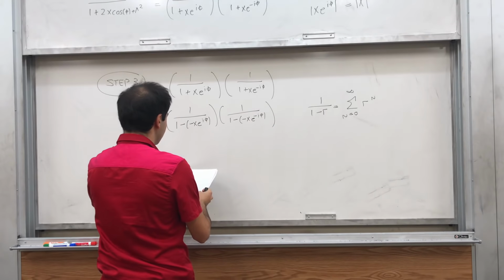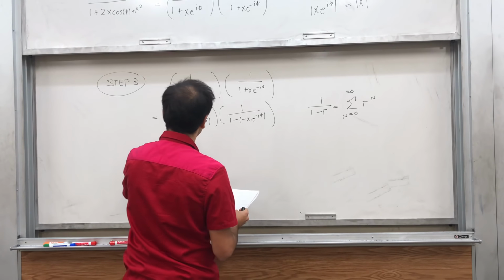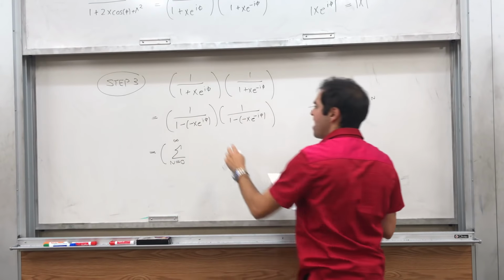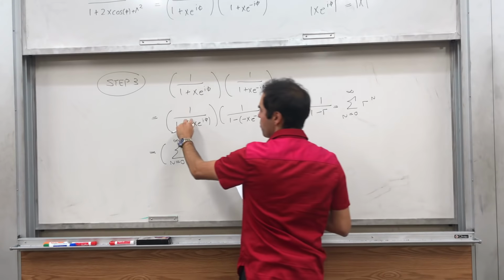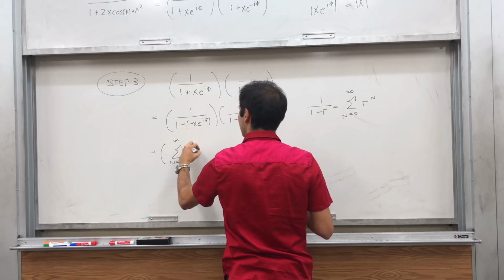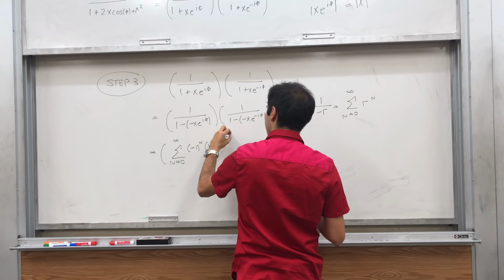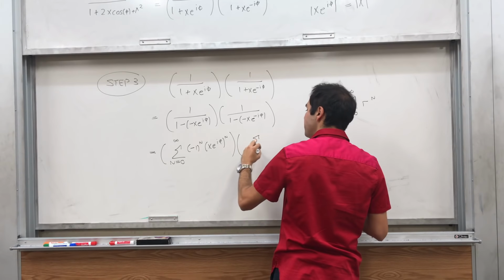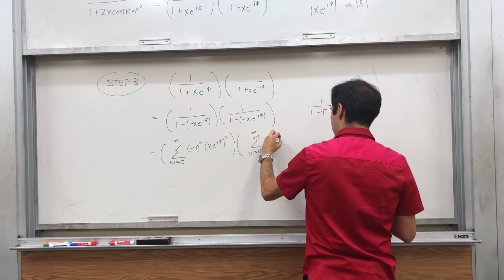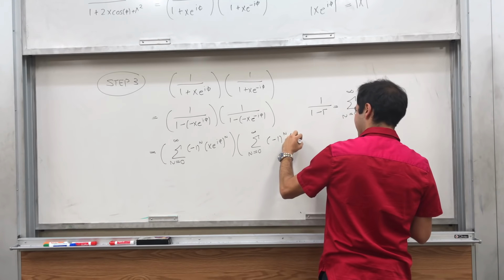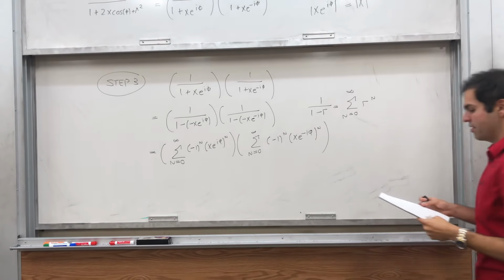So indeed, what this becomes is the sum from 0 to infinity of minus x e to the I phi to the nth power. So this minus becomes minus 1 to the n, and then x e to the I phi to the nth power, times the same thing, but with minus phi. So x e to the minus I phi to the nth power.